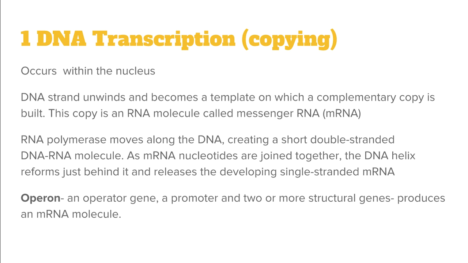So DNA transcription, or the copying phase, occurs within the nucleus, and DNA strands unwind because of the DNA helicase molecule, and it becomes a template on which a complementary copy of that code is built. This copy is in fact an RNA molecule called messenger RNA, or mRNA for short. So when it is unwound, the RNA polymerase moves along the DNA and creates a short double-stranded DNA RNA molecule. And as mRNA nucleotides are joined together, the DNA helicase reforms just behind it and releases the developing single-stranded mRNA.